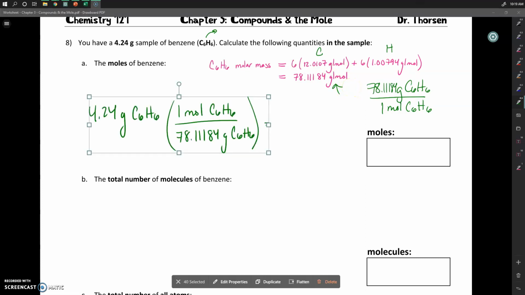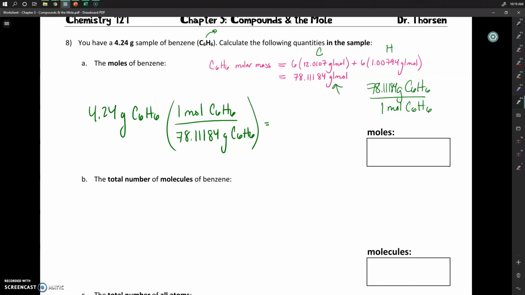So to get the moles, we are starting with the 4.24 grams of benzene, and we're using the molar mass as a conversion factor to convert grams into moles. And notice here that I did flip the orientation of this conversion factor, because if I'm starting with grams of C6H6 and I want to cancel out grams, then that grams of C6H6 needs to be on the bottom, and on top I want to have moles. So this is actually writing the molar mass, the 78.11184 grams on the bottom and the 1 mole on the top. And again, that's so that our units are going to cancel out correctly and we're going to be left with moles, which is what we want to solve for here.